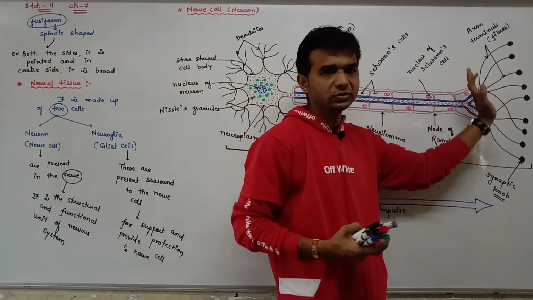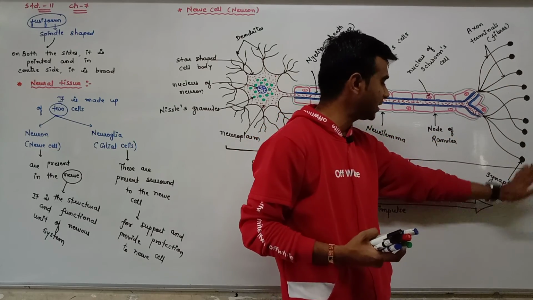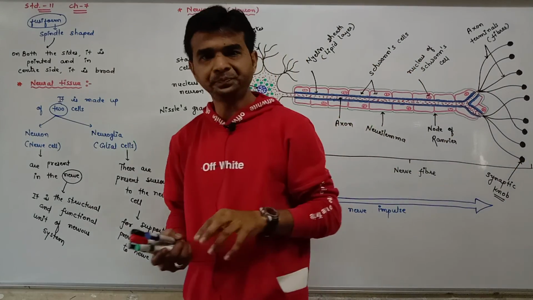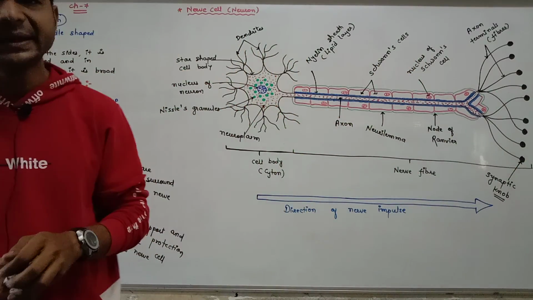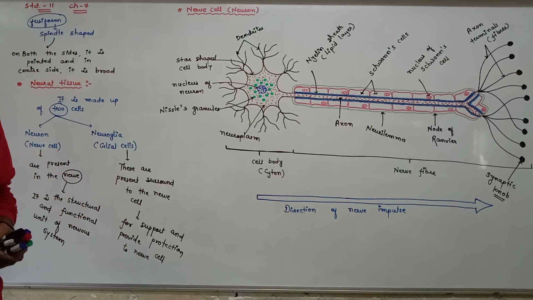The axon gives it to the axon fibers and then to the synaptic knob, and then this impulse is transmitted to the next neuron by the synapse. You know that the gap between two successive neurons is known as synapse. So this is about the structure of the neuron. So here I can stop now. Remaining things we will discuss in the next lecture.